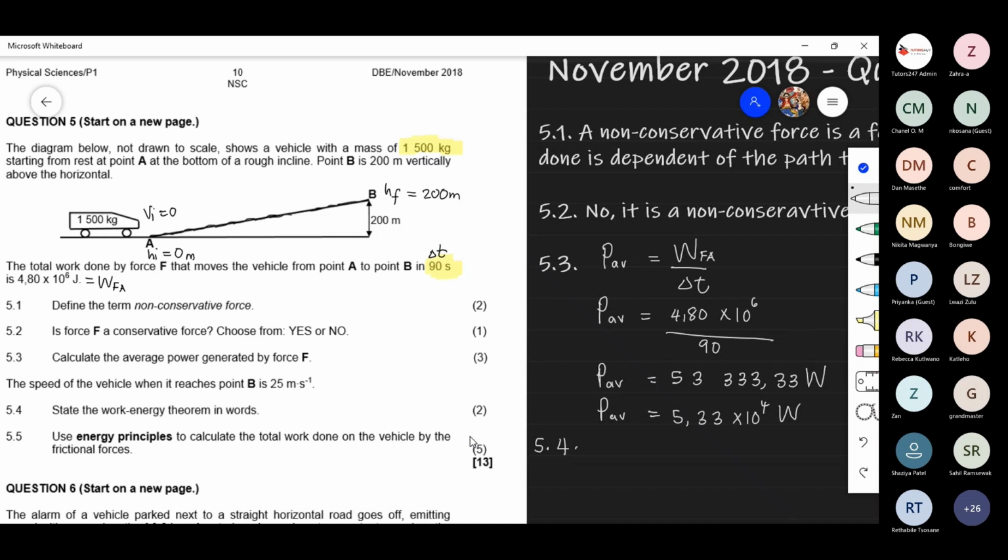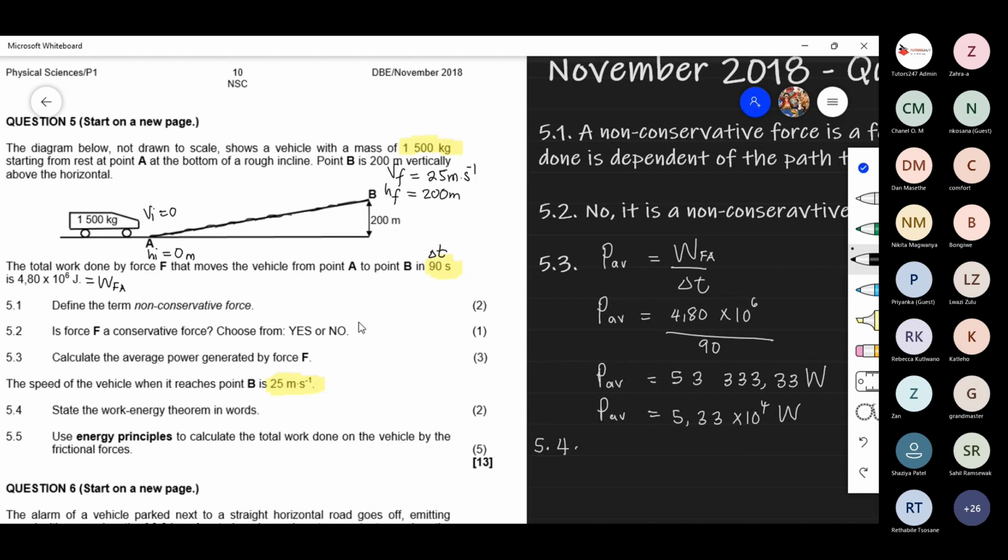So the speed of the vehicle when it reaches point B is 25 meters per second. So that is now our final velocity, because we've stated that point B, which is the top of this incline, is our final. So the bottom, which is point A, is our initial. The top, which is point B, is our final.